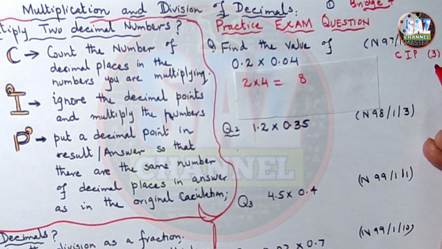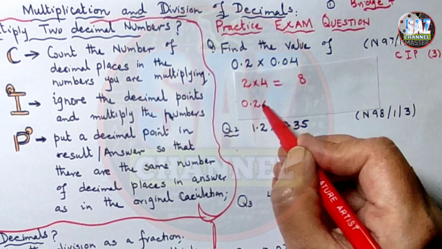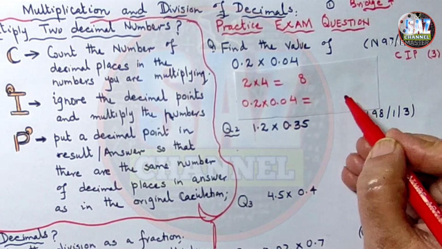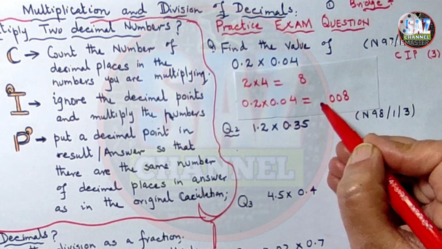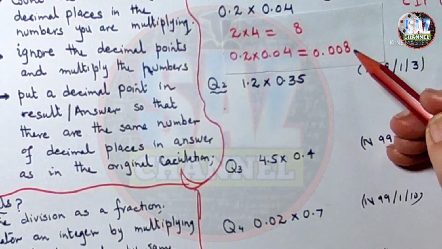How to fill up those 3 decimal places? The answer for 0.2 multiplied by 0.04 will be 8, and the rest of the two digits will be 0 and 0, so 0.008. I hope you are really clear about this question, and let's move to the next question.